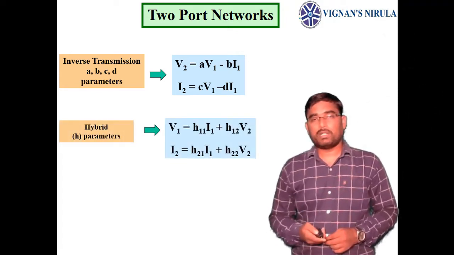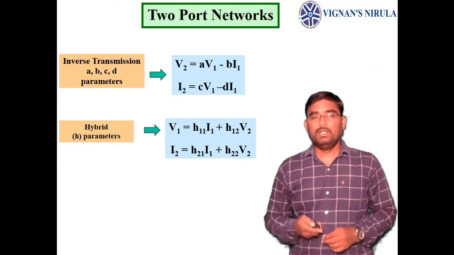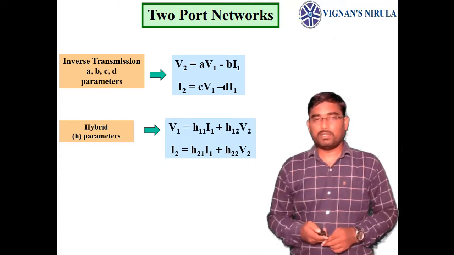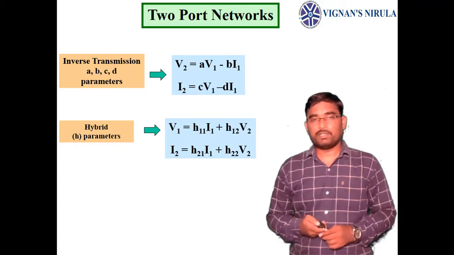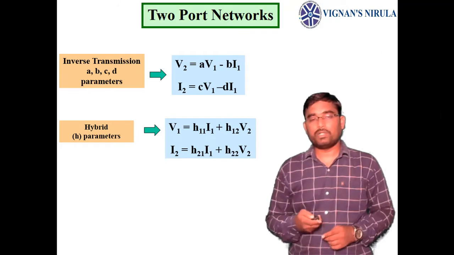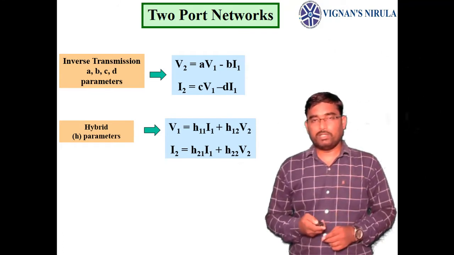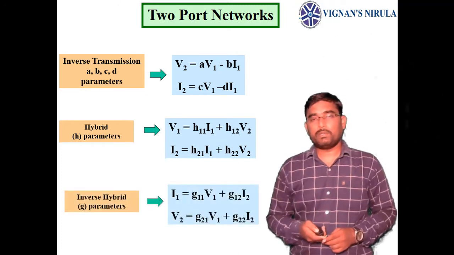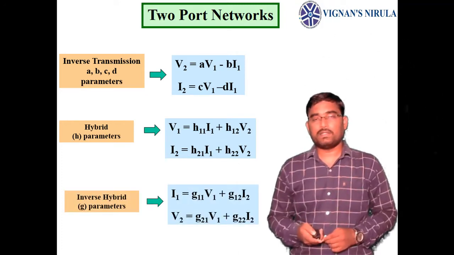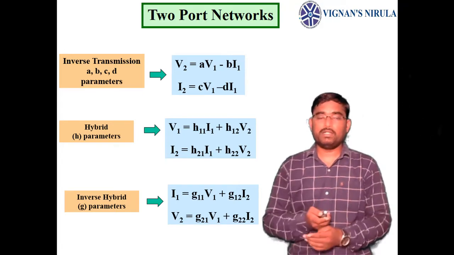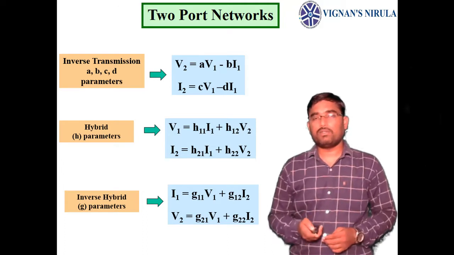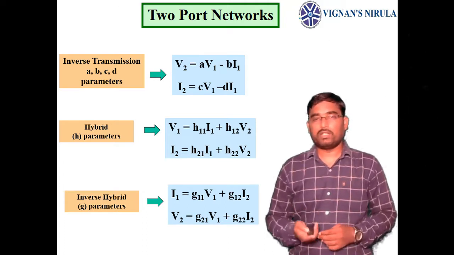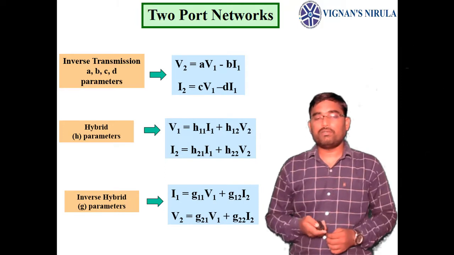The next one is the hybrid parameters, also called H parameters. H parameters are used to express V1, I2 in terms of I1, V2. The first equation is V1 equals H11 I1 plus H12 V2, and I2 equals H21 I1 plus H22 V2. The next one is the inverse hybrid parameters, also called G parameters. Here I1, V2 are expressed in terms of V1, I2, which is exactly inverse to the H parameters. I1 equals G11 V1 plus G12 I2, and V2 equals G21 V1 plus G22 I2.